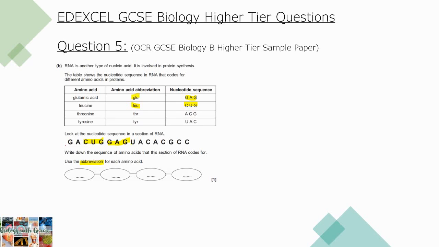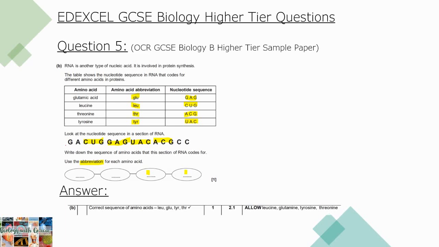And then we've got UAC, so UAC is here, so that is tyrosine, so TYR to go in here, and then we've got ACG, which is here, and that codes for threonine, so THR to go in the final box here. So then we've got our answer there.